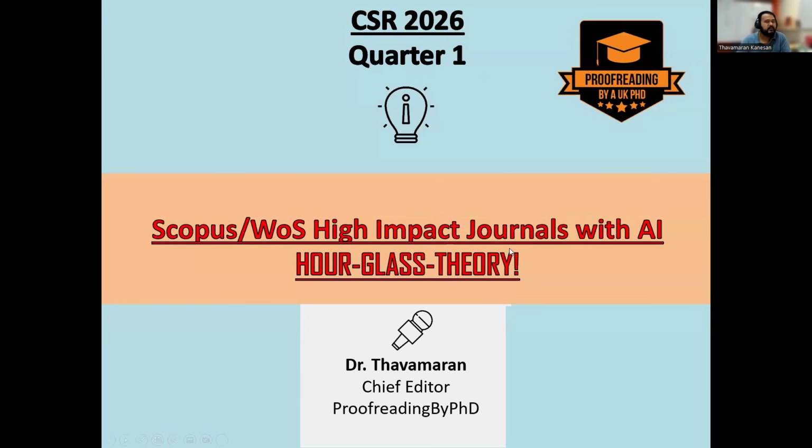Today I'm going to focus on Scopus, Web of Science, and high impact journals with AI. I'm going to teach a very new technique to find a research gap via AI and Google Scholar. I've never taught this before. Only recently I found out that we can actually do this very quickly. Then I'm also going to share about hourglass theory on how you can extract the journals.